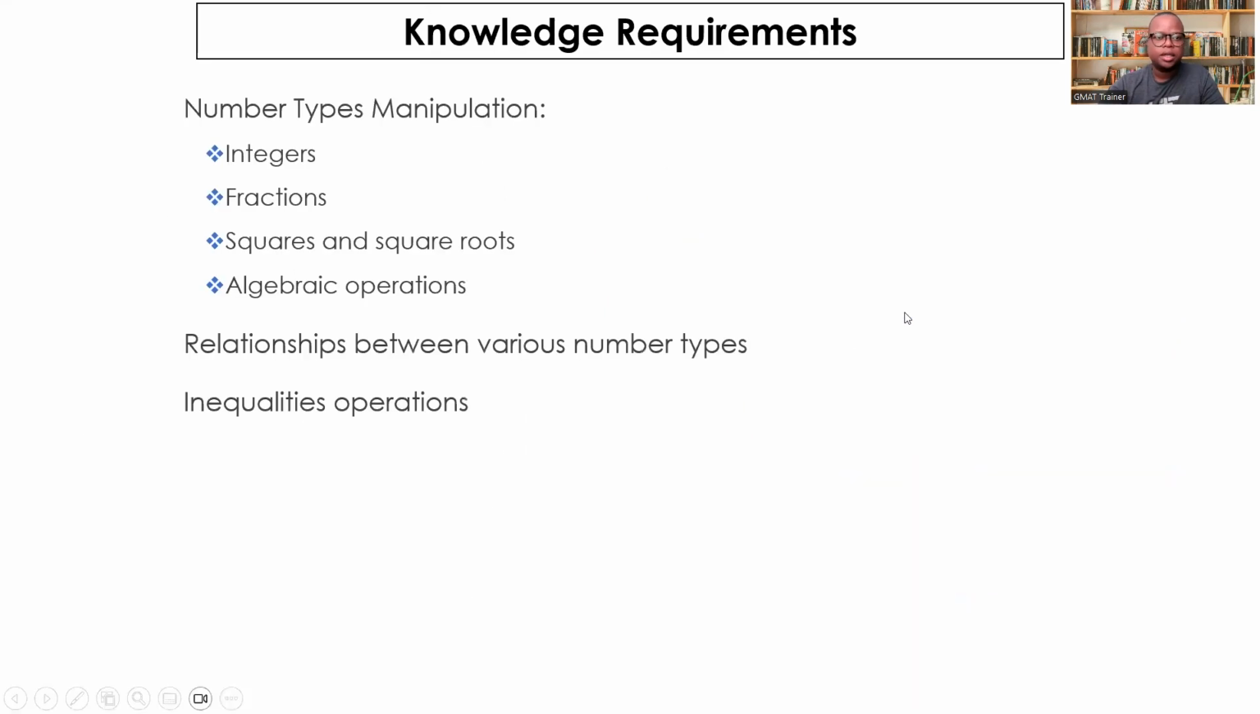The knowledge requirements, as you can see on the screen, are basically number types and manipulation. I'm assuming that you know what inequalities are, things like x less than y, or x greater than 0. Anything that has an inequality sign, greater than or equal to, and so on. That is what we're talking about when it comes to inequalities.